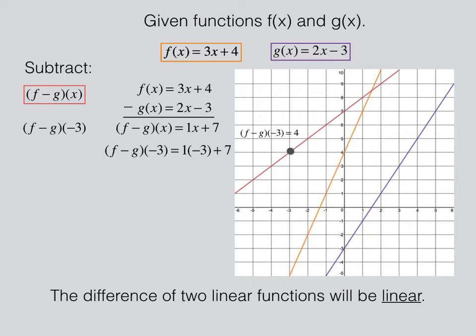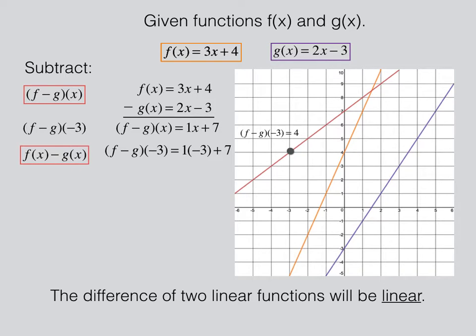So I could have used my expression for f minus g of x. I could have substituted negative 3 in place of x, you see. I did not need a graph to do this. And then I would have had the same answer. Negative 3 plus 7 is 4.